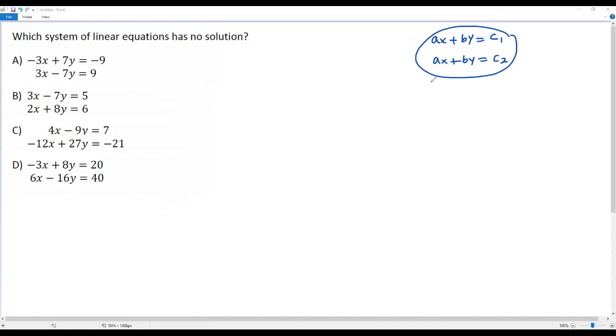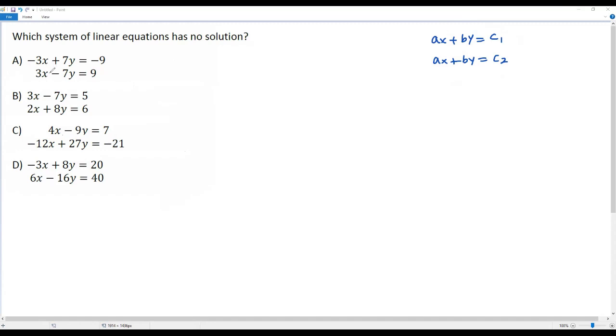Okay, now we have to check this with each system in the given answer choices and find the system of linear equations which has no solution. Okay, now let me consider the first one, that is answer choice A. In answer choice A, in the first equation, the coefficient of x is -3. In the second one, the coefficient of x is 3. Okay, our first aim is to get the same coefficient for x.